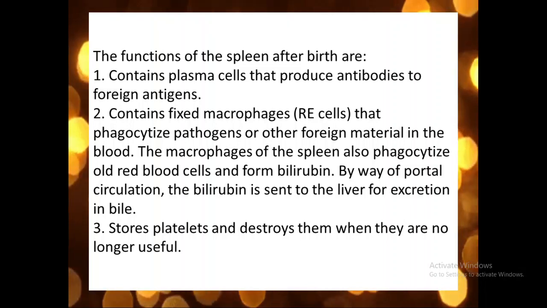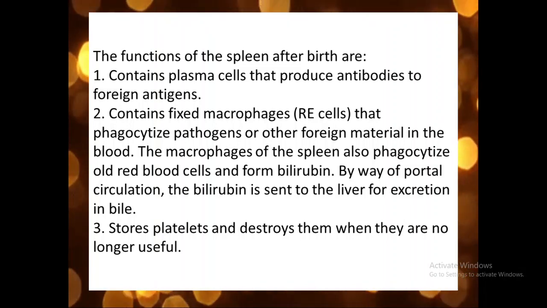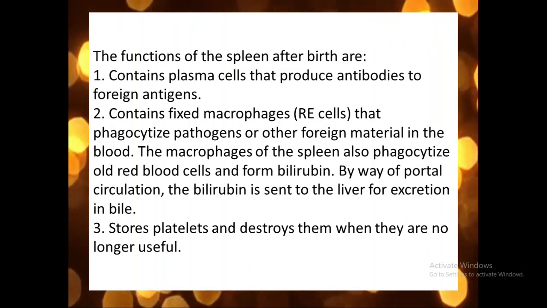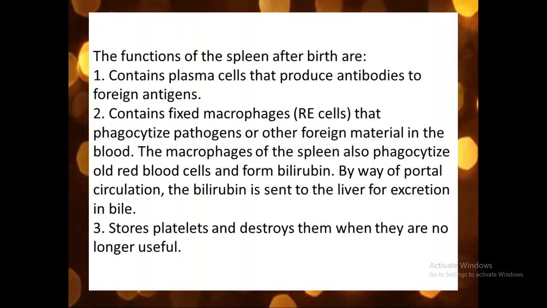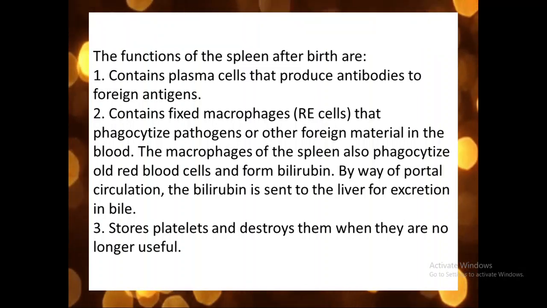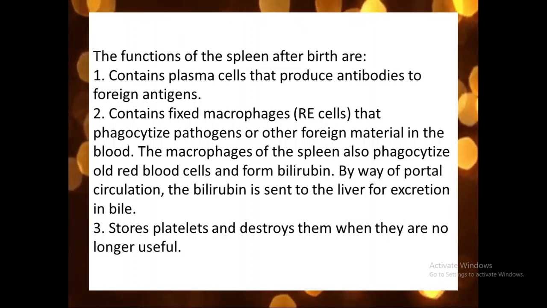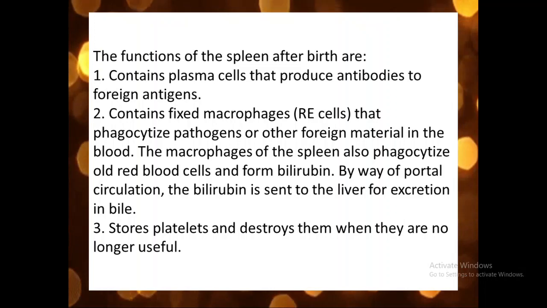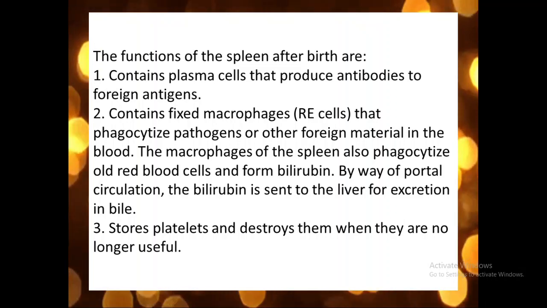Again, lymphocytes in the white pulp can be stimulated in the same manner as in lymph nodes. Before blood leaves the spleen through veins, it passes through the red pulp. And macrophages in the red pulp remove foreign substances and worn out red blood cells through phagocytosis. And those are the functions of the spleen.